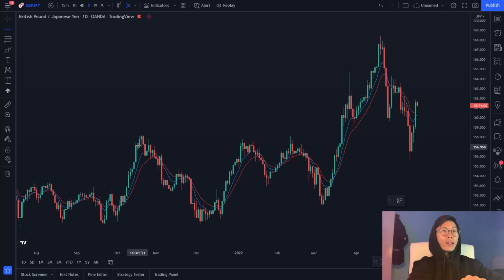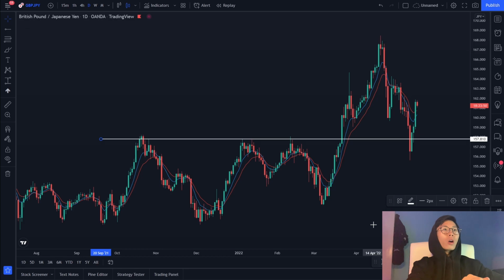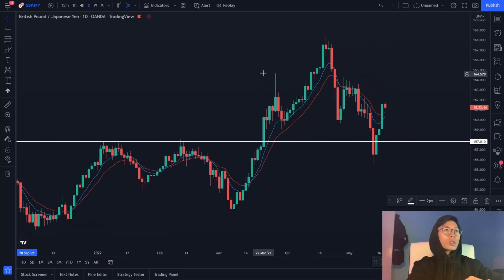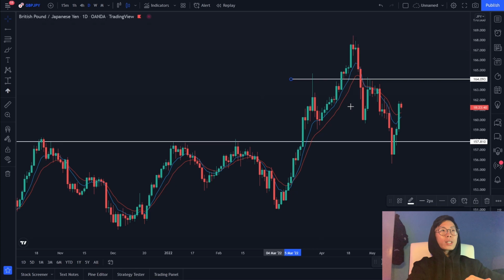So firstly, you can see there is this little resistance area right here. One hit, go back down. Second hit, go back down. Third hit, go back down. So you can draw like a little resistance area right there. Next, there's another resistance area right around here. Okay, now there's two resistance areas.